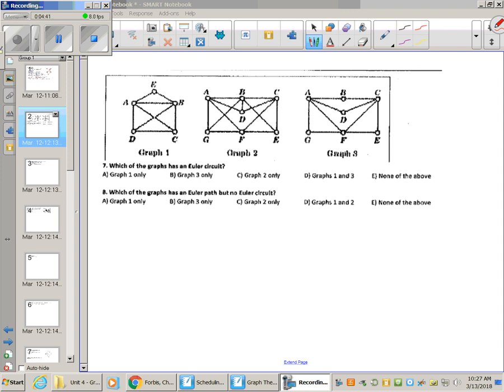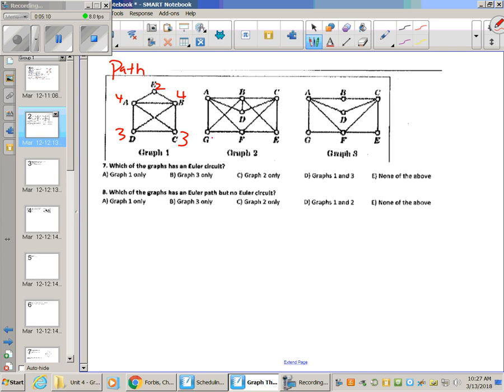Number 7 and 8 are asking about which of the following graphs above have an Euler circuit and an Euler path and all that good stuff. Okay, remember, that's all based off of the degree of each vertex. Let's go through each graph and find the degree of each vertex. So this is 1, 2, 3, 4. 2, 4, 3, and 3. So exactly 2 odds means that we have a path.